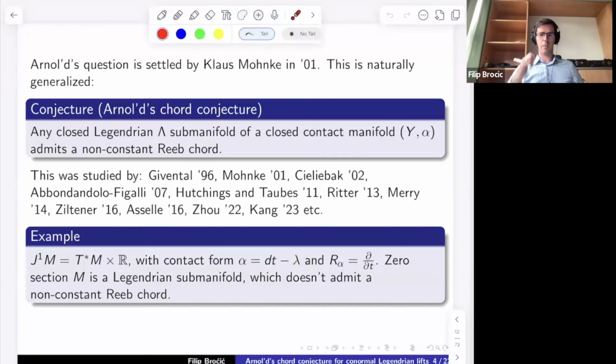Then one can check that the Reeb vector field is inducing just the translation in the real direction. So if one takes the Legendrian to be the zero section inside of jet1 space, all Reeb chords are starting on the zero section, they are going to infinity, so they never come back. So this condition is necessary.